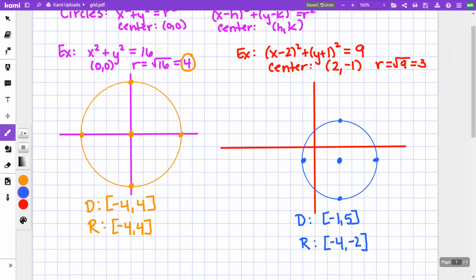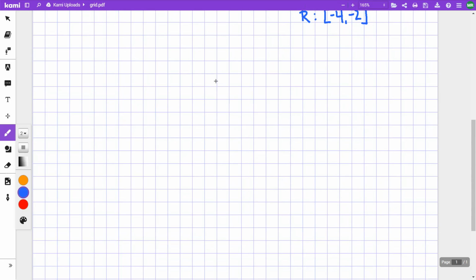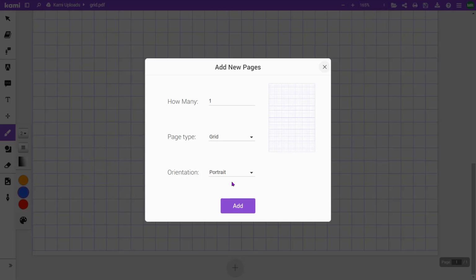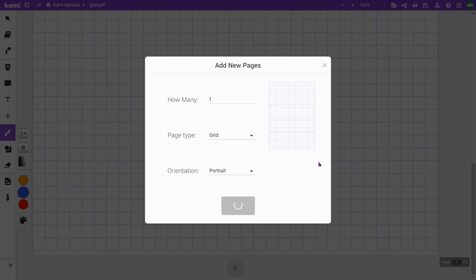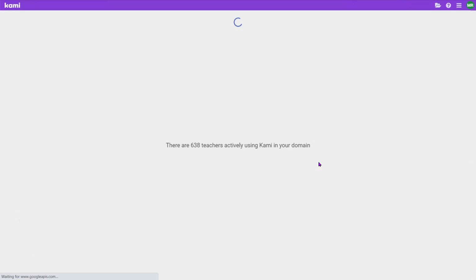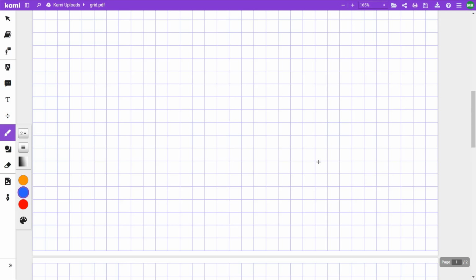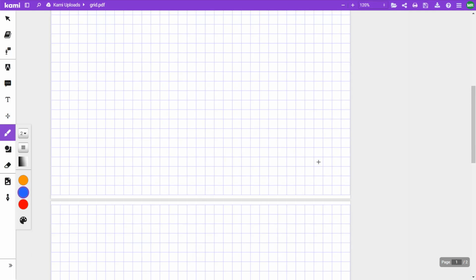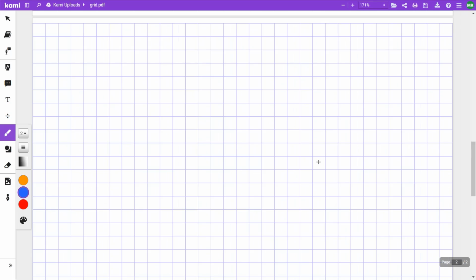Now, if you want to turn to another blank page, we're going to do a sleeping parabola. That's going to be our next one that we're going to do. So I'm going to add a page and do that one. On the next one, this is going to be a sleeping parabola. Okay. Sleeping parabola, sideways parabola.